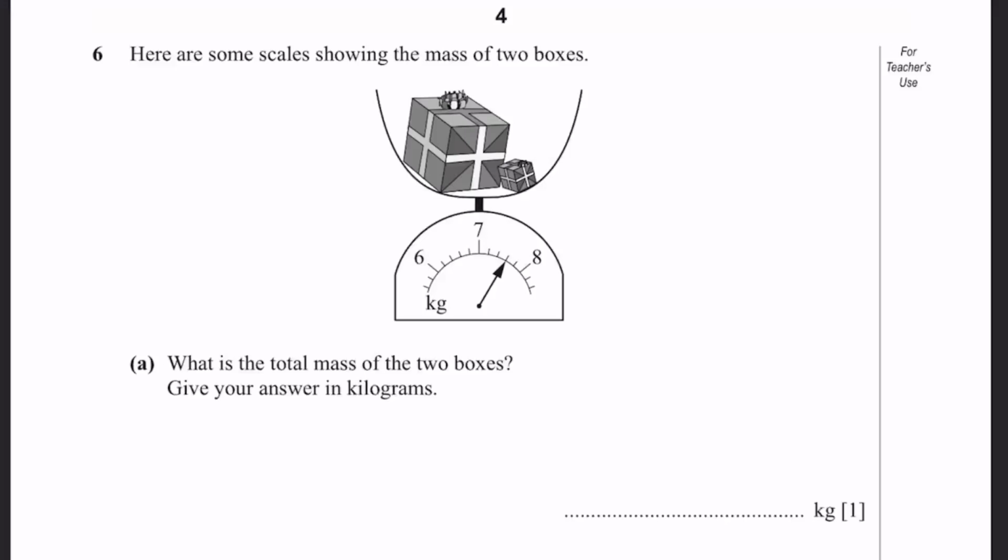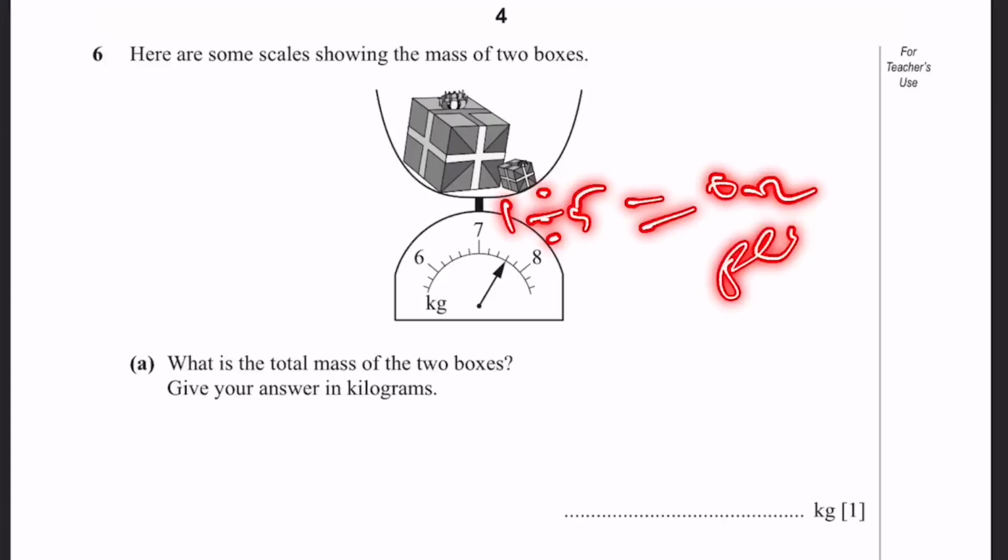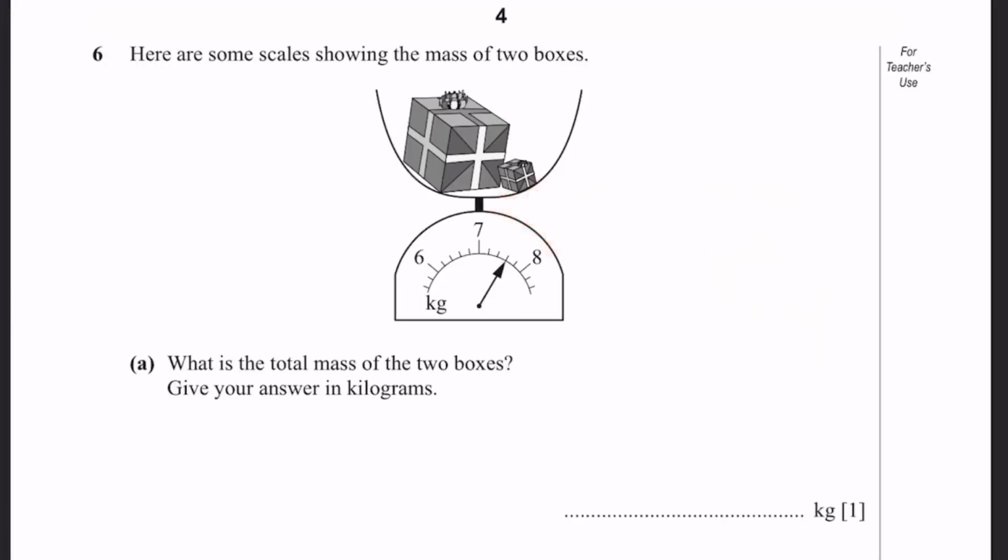Question 6. Here are some scales showing the mass of 2 boxes. A. What's the total mass of 2 boxes? Give your answer in kilograms. So it's 7, and then we have a decimal point which goes like this. It's unlabeled, but there are 1, 2, 3, 4, 5 steps to go to 8 from 7, which means it's 1 divided by 5, which is equal to 0.2 per step, which means 7.2, 7.4, 7.6 kilograms. So that's the answer.